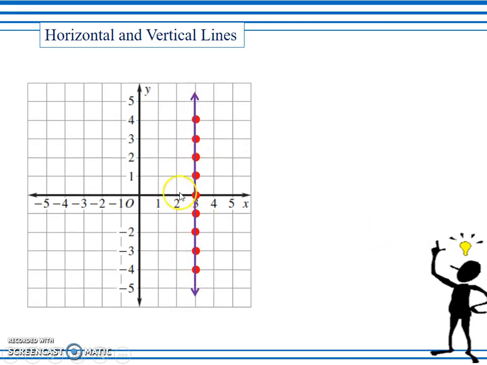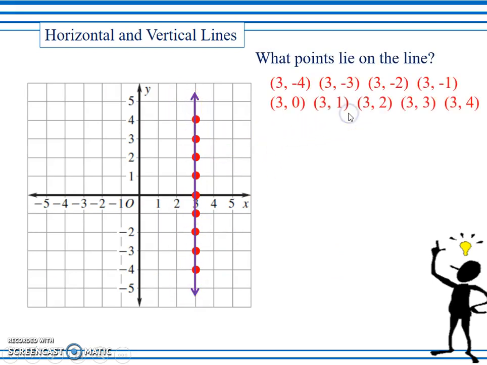Vertical lines go up and down. So can you name some points on this line? Here are all my points on this line that I've highlighted. (3, -4) is down here. (3, -3). (3, -2). (3, -1). (3, 0). (3, 1). (3, 2). (3, 3). And (3, 4). What do all of these points have in common?